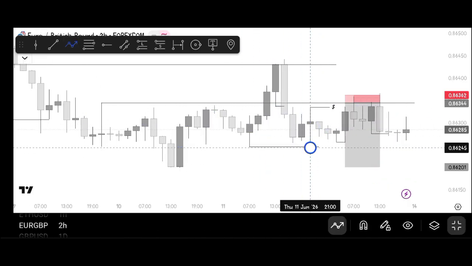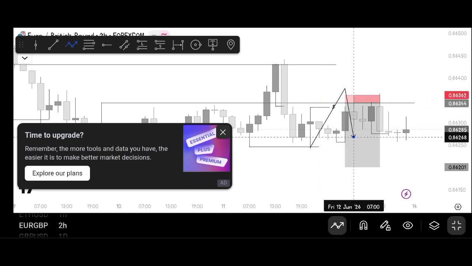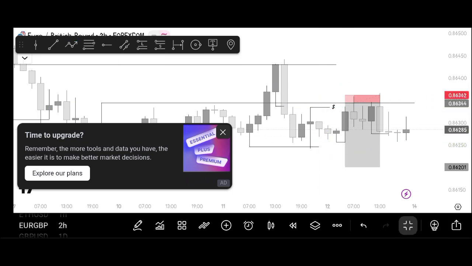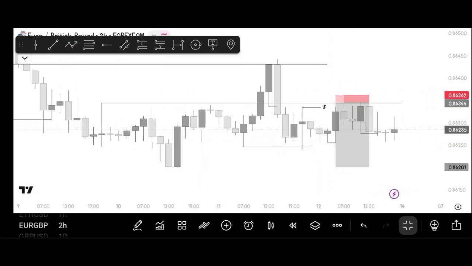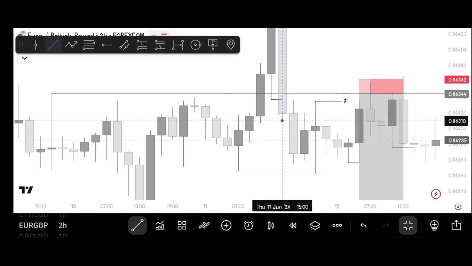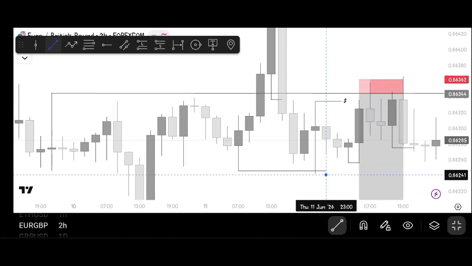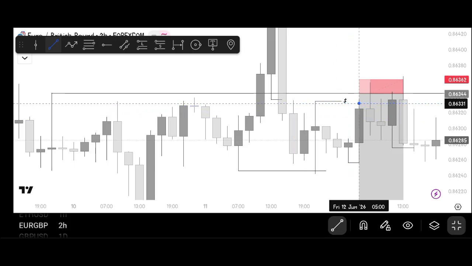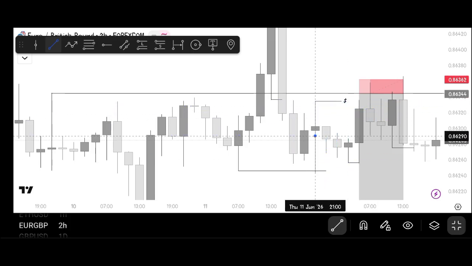So we are expecting price to pull back before coming to the downside, which I know is going to be a liquidity. This wick right here is going to be a liquidity because there is an inducement right here. This is very fishy. If you look at the candle, it's somehow so fishy.